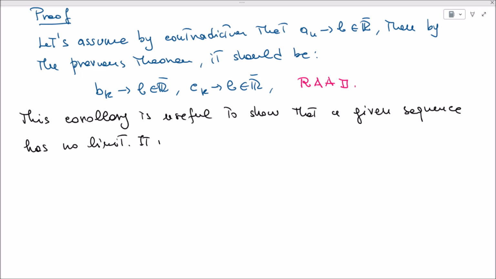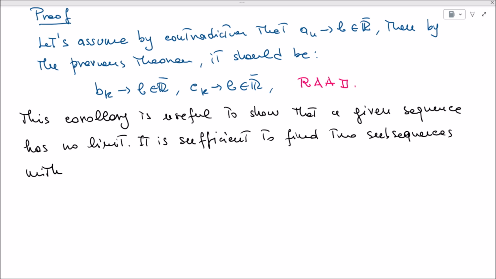It is sufficient to find two subsequences with different limits. Let me give you an example of this.